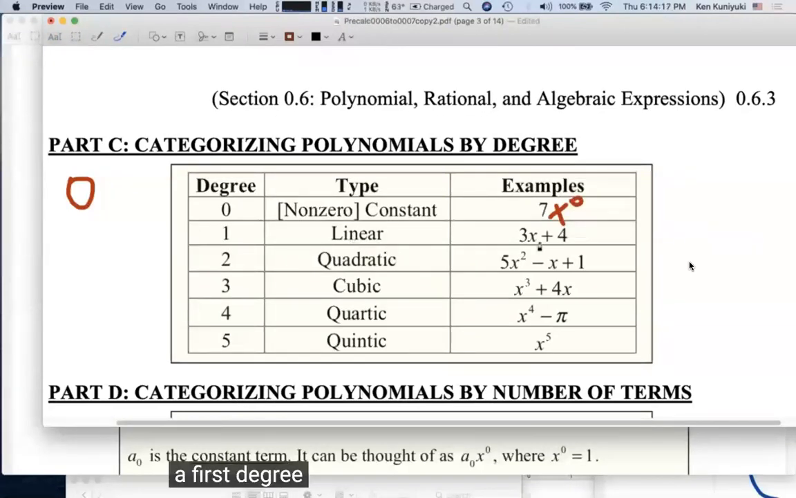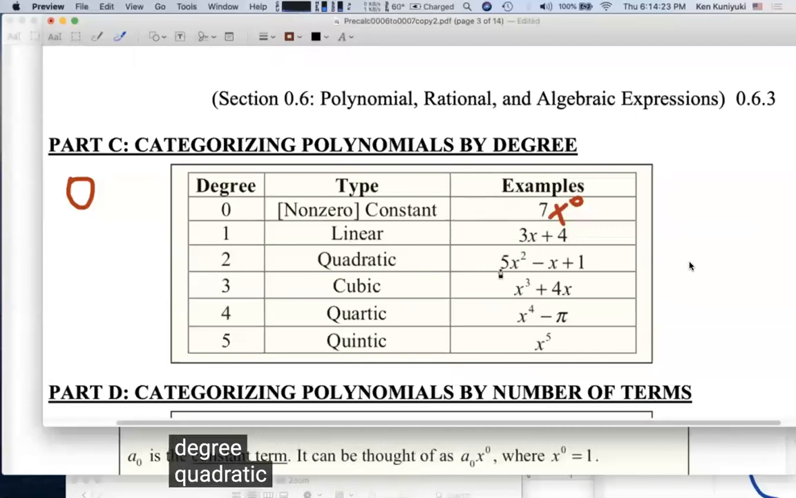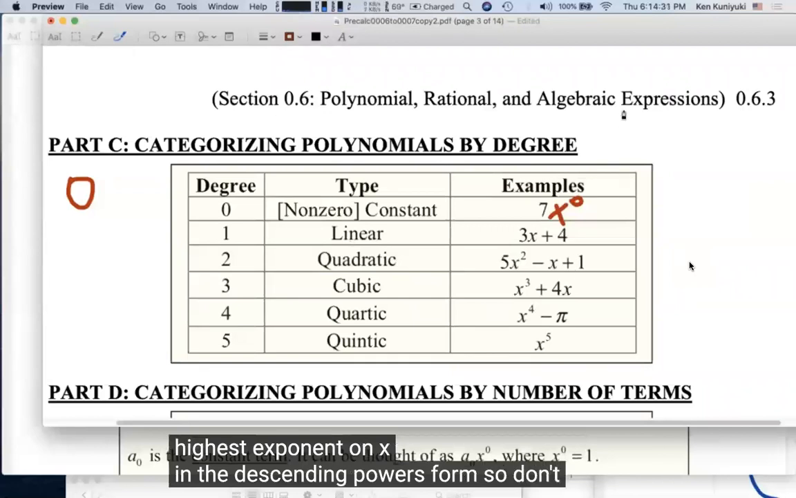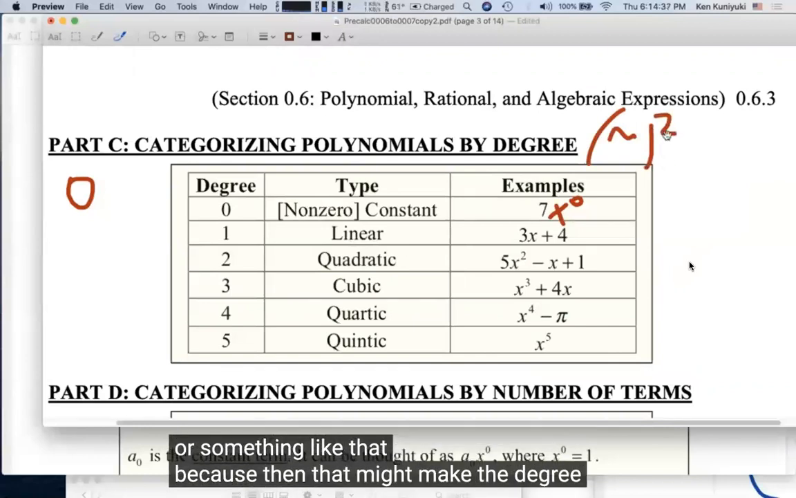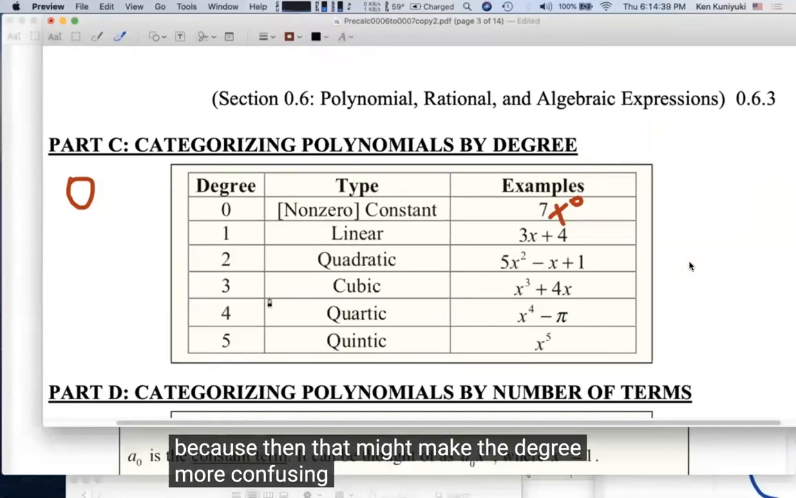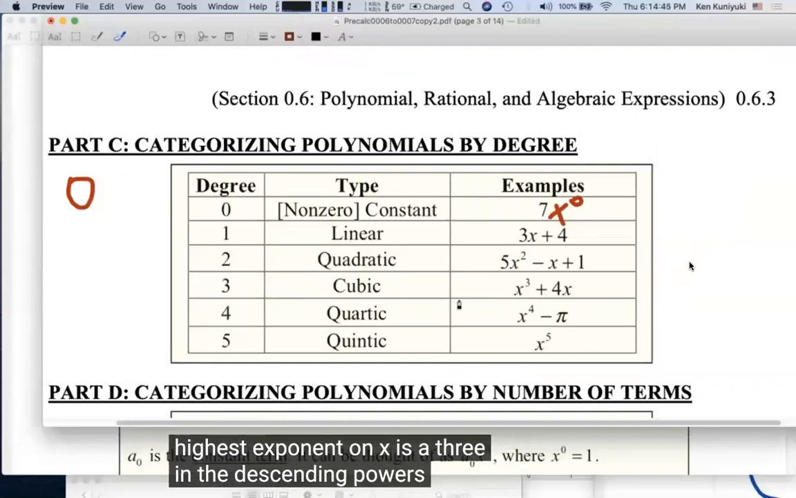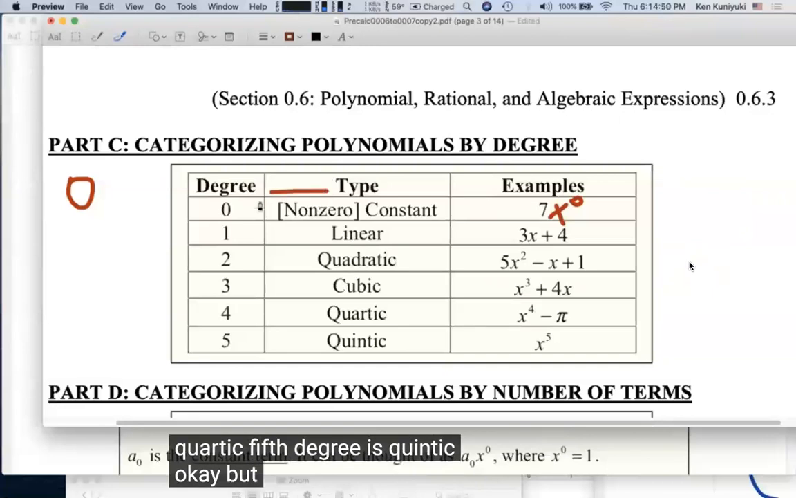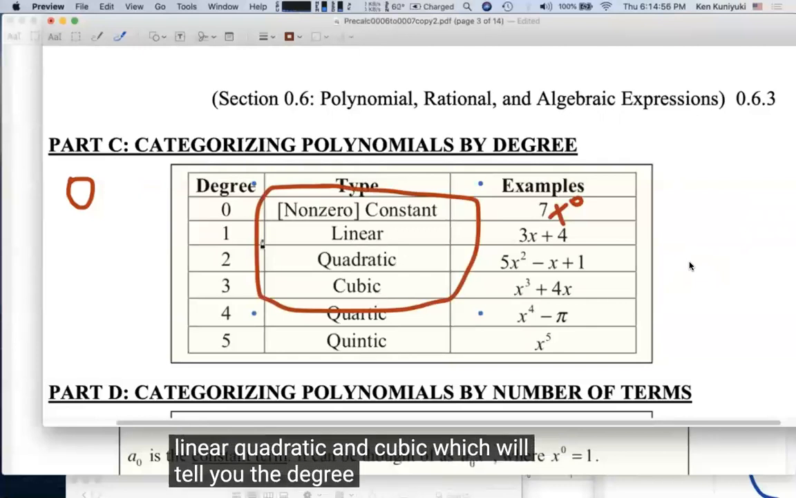A first degree polynomial will be linear, like 3x plus 4. Second degree, quadratic, like 5x squared minus x plus 1. Remember, the degree corresponds to the highest exponent on x in the descending powers form. So don't have any messed up things like all squared or something like that, because then that might make the degree more confusing. Here's an example of a cubic. See, the highest exponent on x is a 3 in the descending powers form. And then these are more rare. 4th degree is quartic, 5th degree is quintic. But these are good terms to know: constant, linear, quadratic, and cubic, which will tell you the degree of the polynomial.